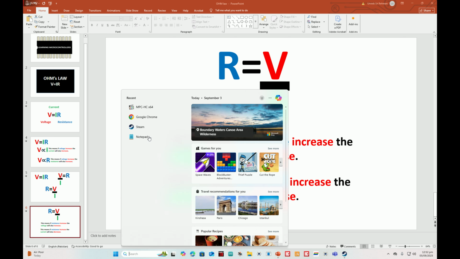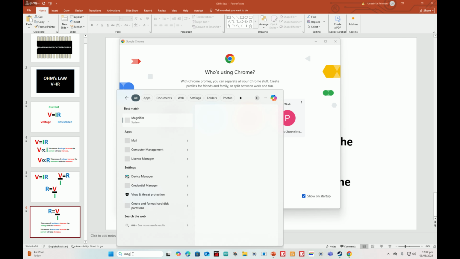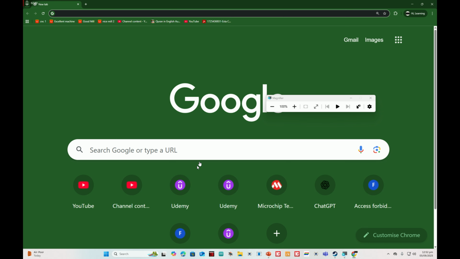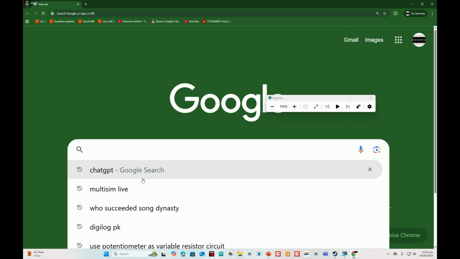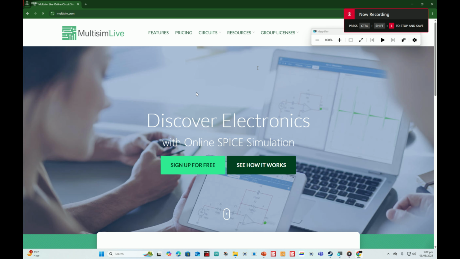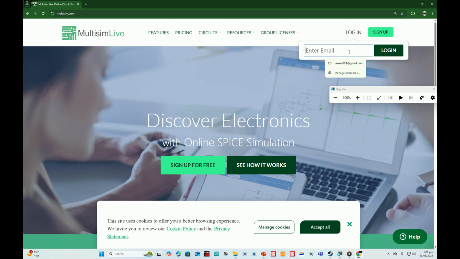I will be using an online free tool, Multisim Live. You can use Proteus as well. We will just be making a very simple series circuit. So let's go to our Multisim Live. Click on the first link. Okay, you have to be logged in. Click on login, write your email.